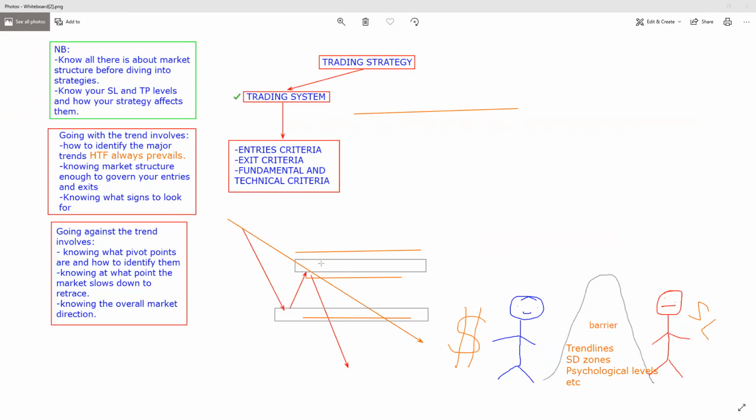What I'll be talking about in the coming videos will be how to determine these trade barriers, how to place your SL properly, how to get as much money through taking profit the right way and holding trades the right way. And this is what I'll be talking about in this trading system series that I'll be making.